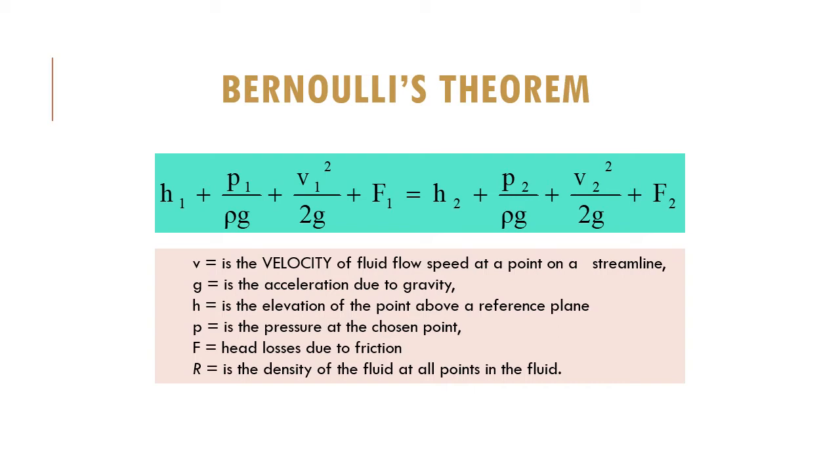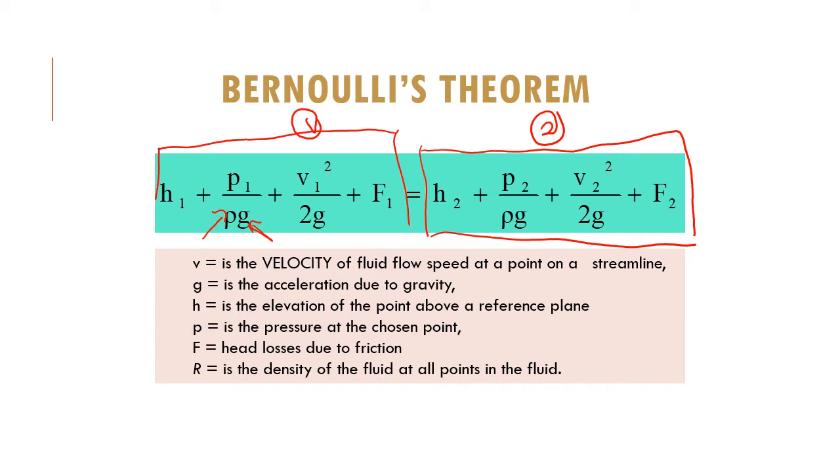This can be written in the following form. Bernoulli's theorem is shown in this equation. The first side shows point number 1 and this side is point number 2. The components are H, which is the elevation of the point above a reference plane; P1, the pressure at point 1; rho, the density of the metal; g, the gravity; and V1 squared over 2g, where V1 is the fluid flow velocity at point 1, plus F1, the head losses due to friction, equal to the same terms at point 2. So the sum of all the components at point 1 is equal to the sum of all the components at point 2.